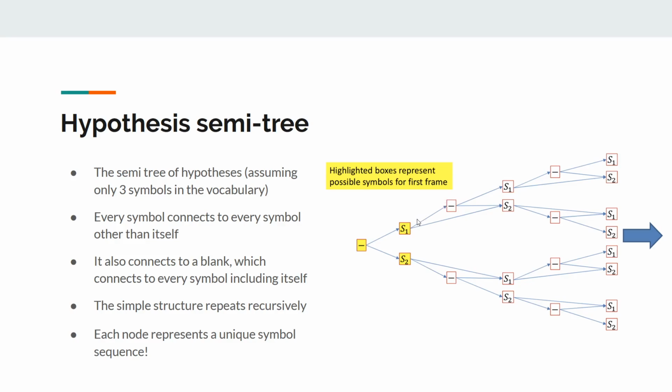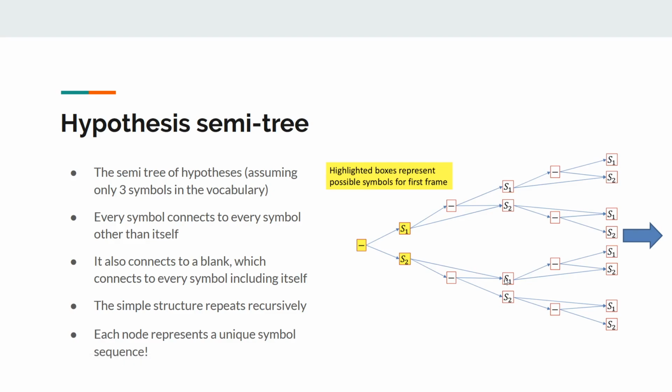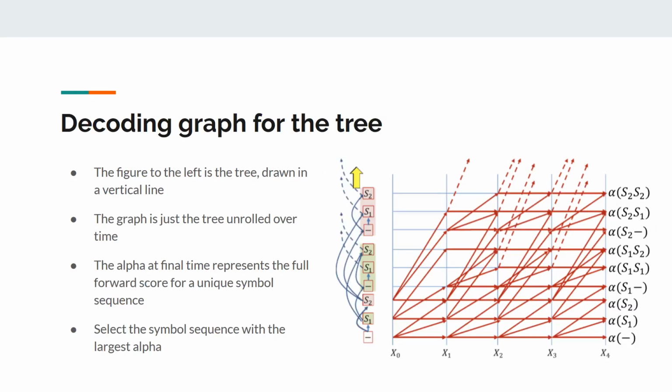And this symbol structure that you see between S1 to a blank and then to S1 or S2 is repeated recursively at every node. And finally, every node represents a unique symbol sequence, such as this particular node represents the sequence blank S1, and this particular node represents the sequence blank S2, blank S1, and so on.